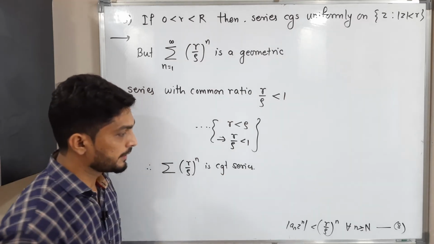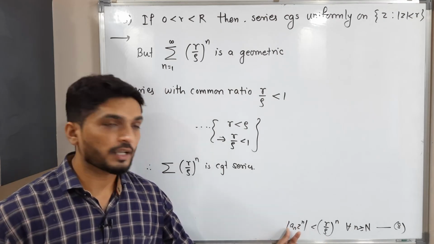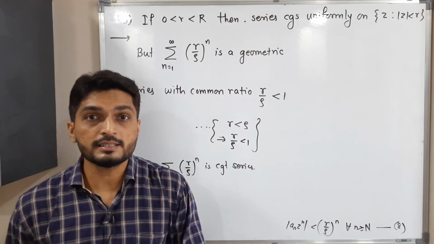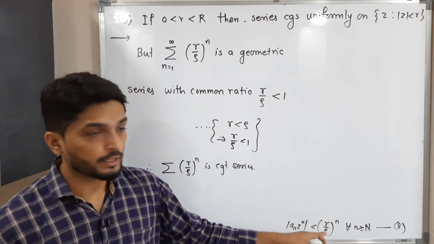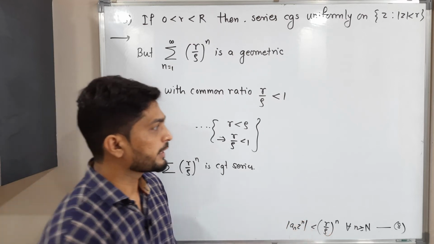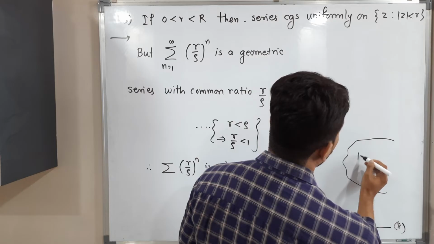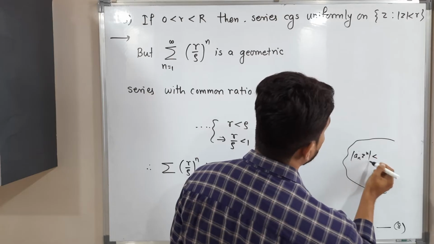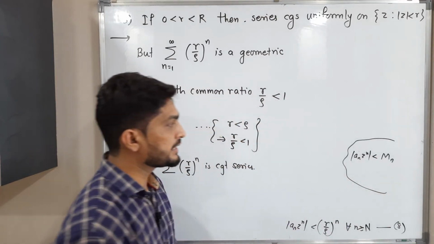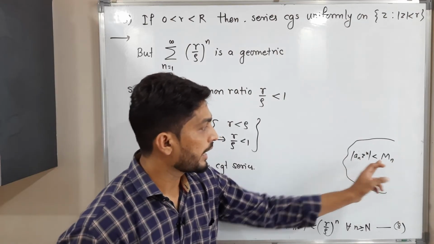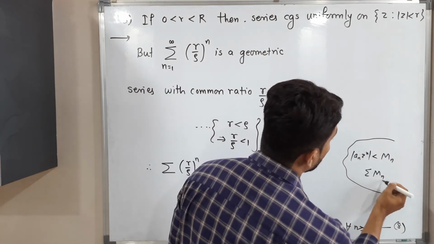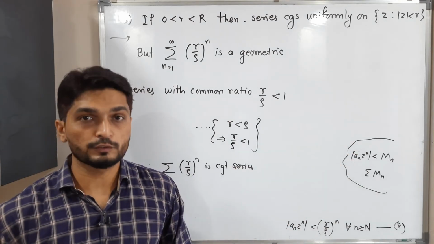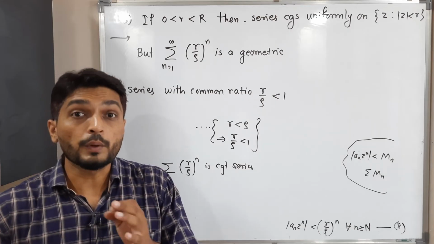This series is convergent and mod of a_n z raised to n is less than that. So what can we say? You remember the Weierstrass M test? It's a constant r by rho. Weierstrass M test says, let me mention it here: suppose we have mod a_n z raised to n less than M_n, where M_n is greater than or equal to 0, and if summation M_n is a convergent series, then summation a_n z raised to n is a uniformly convergent series. So by the Weierstrass M test.